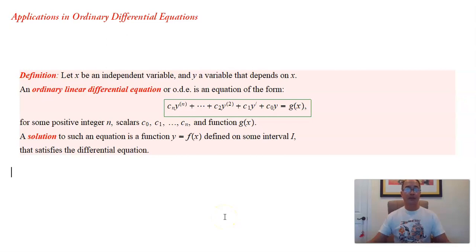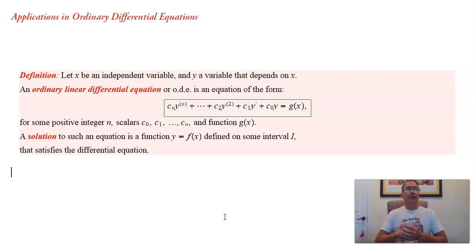All right, so now we get to put together everything we learned today with everything that we learned in the last 3 videos. We are going to find a solution to an ordinary differential equation. So first of all, what is it? Suppose that x is your independent variable and y is a variable that depends on x. In other words, y is a function of x.